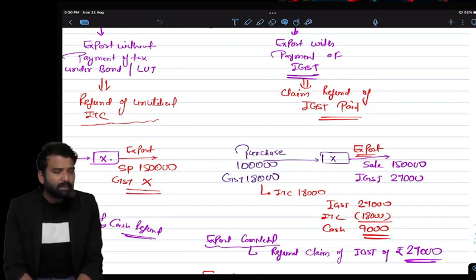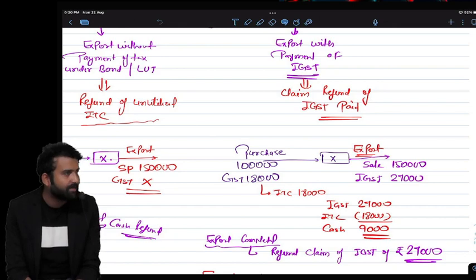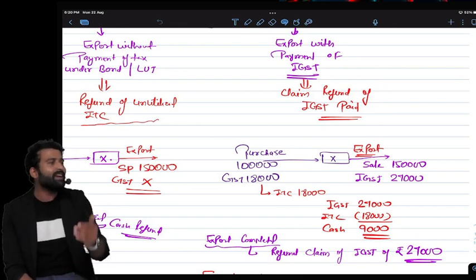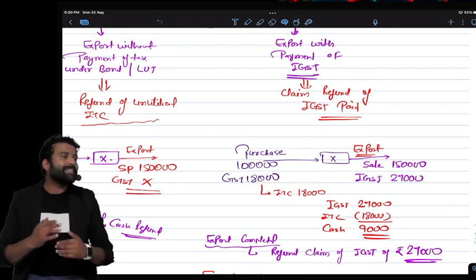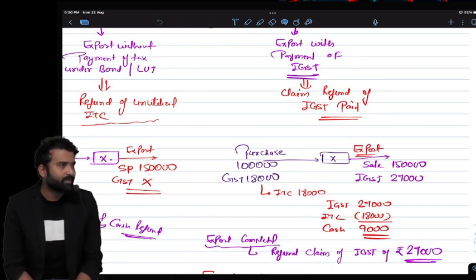Okay, what is the time limit of refund? That we will discuss later. For any kind of refund, there is a specified time limit. I will discuss what the time limit for refund is. That will be covered in section 54. Basically, I am starting with the details of how I can claim the refund in case of export. Yes.